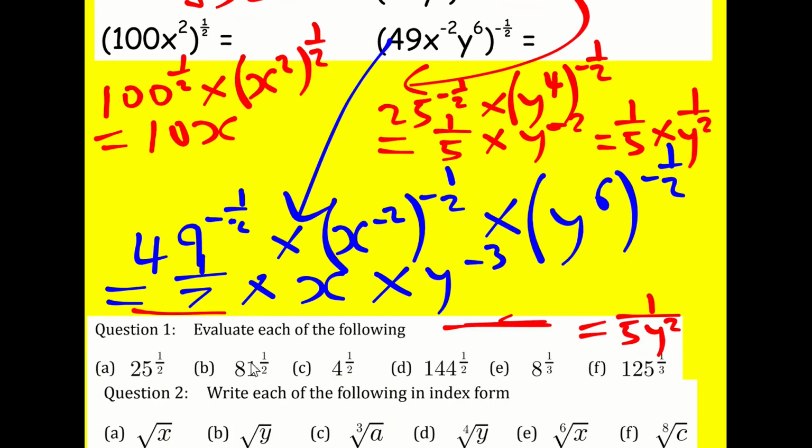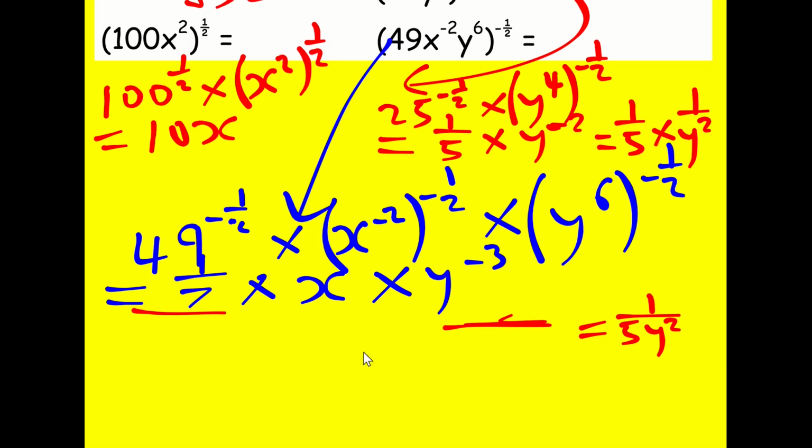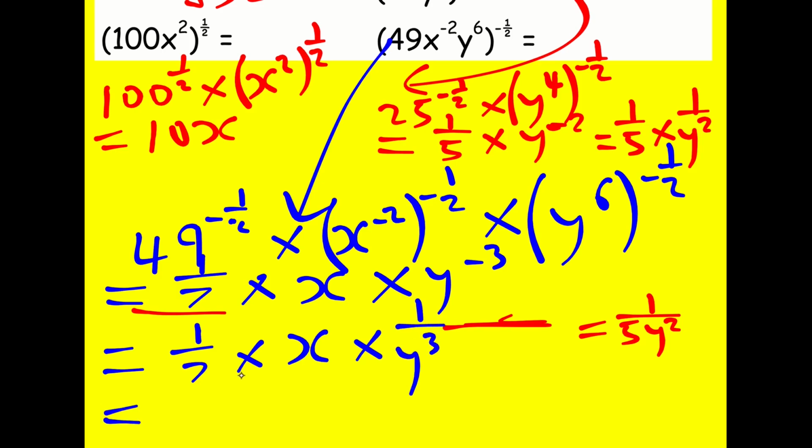I need a little bit more room again. I'm going to delete this. We're nearly there. To be honest, you could leave it like that. I'm just going to, again, show you that we could tidy this up. 1 over 7 times x times 1 over y to the 3, which would become x over 7y cubed. This is sort of an extension bit, to be honest, being able to convert from this sort of index form to fractions, and vice versa.